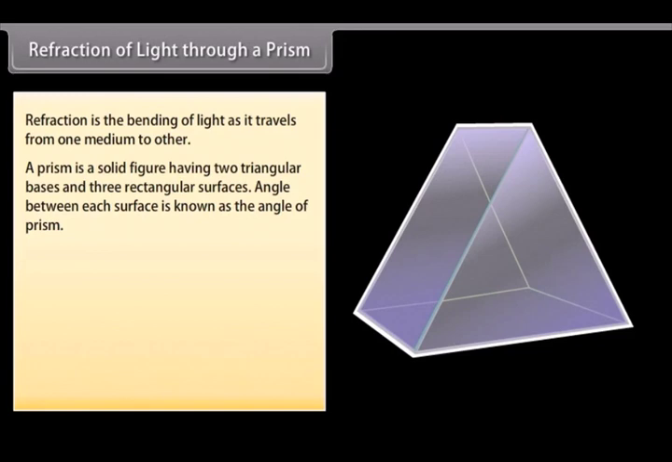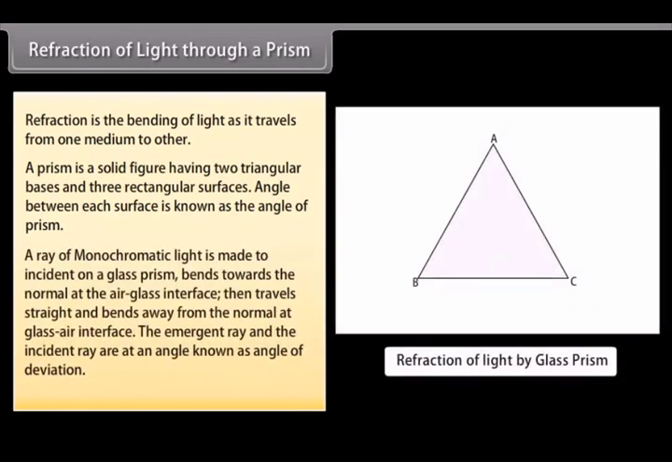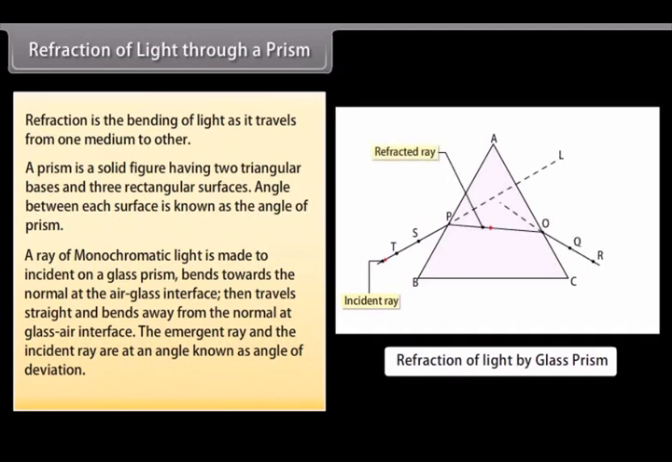The angle between each surface is known as the angle of prism. A ray of monochromatic light made incident on a glass prism bends towards the normal at the air-glass interface, then travels straight and bends away from the normal at the glass-air interface. The emergent ray and the incident ray are at an angle known as the angle of deviation.